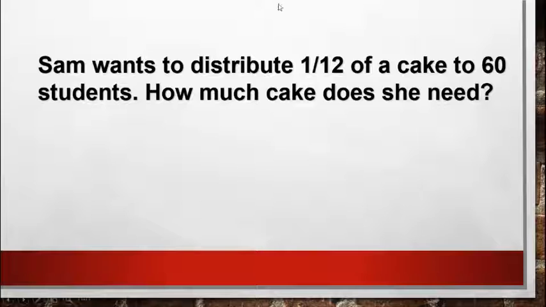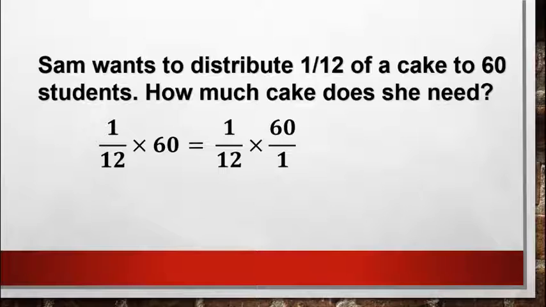Very good. Because it is asking for a distribution, we will use multiplication. So we have 1/12 times 60. As you observe with our numbers, we have a fraction times a whole number. So the first thing you need to do is copy your first fraction, that is 1/12, times, what did we do with the 60? Okay, very good. We convert it into a fraction. So we have 60 over 1.